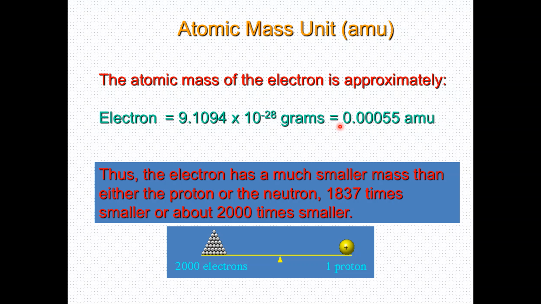So if we compare this mass with the individual mass of either a proton or a neutron, roughly we can say that an electron is 2000 times smaller than either a proton or a neutron. So that's why normally we ignore the number of electrons when it comes to the atomic mass of an atom.